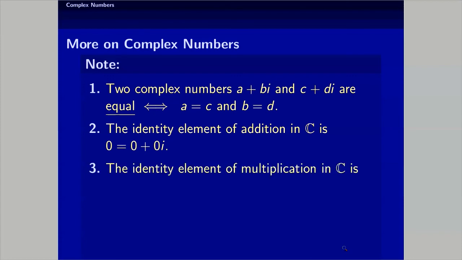Okay? What about the identity element of multiplication? Okay? Ito naman yung number na i-multiply mo sa isang given complex number and then the answer will be the complex number itself. What is the identity element of multiplication? It is 1. And how do you write it in a plus bi form? 1 is equal to 1 plus 0i. That is the identity element of multiplication in C.